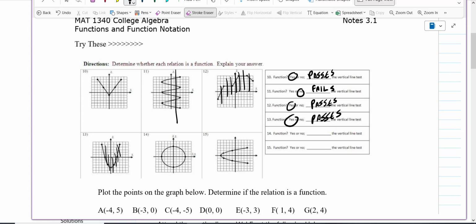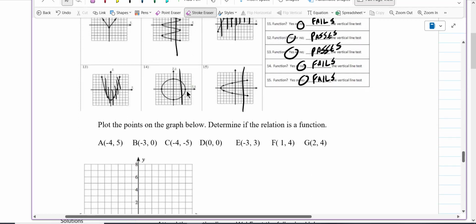And how about 14? That fails the vertical line test, so that's not a function. And how about number 15, the last one? That fails also. It fails the vertical line test, so it's not going to be a function. Does everybody feel okay with that? That's how you tell if a graph is a function.